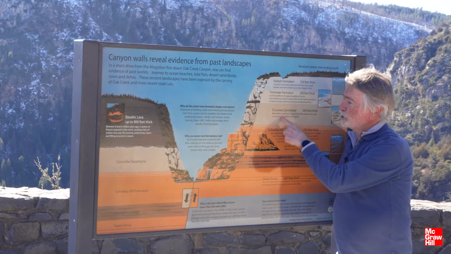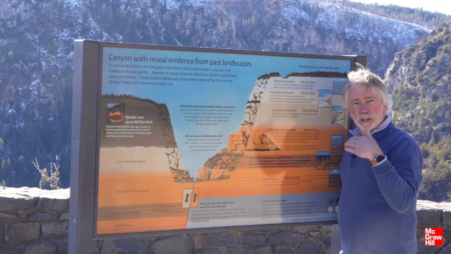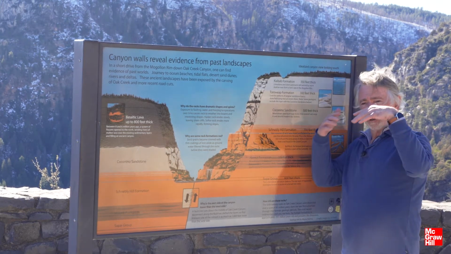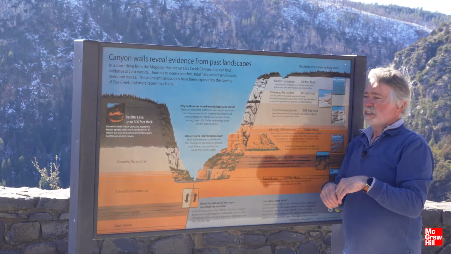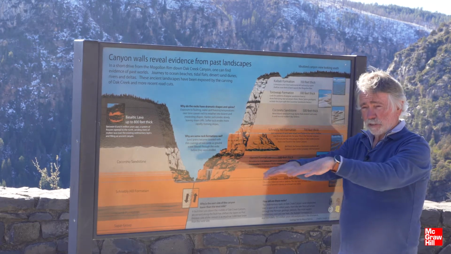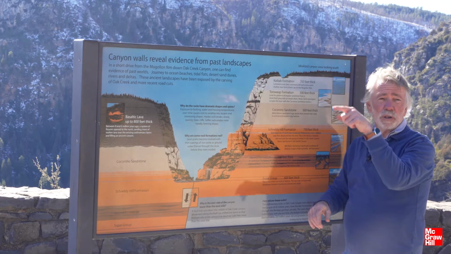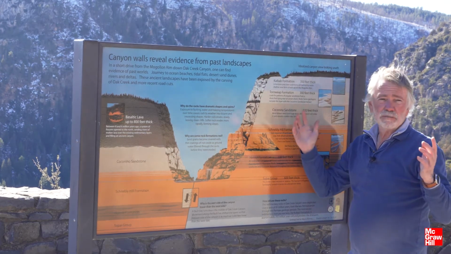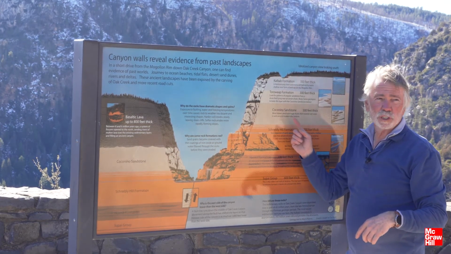The Coconino sandstone, it was deposited by the wind, and it has beautiful large-scale crossbeds. They're inclined off to the southeast, showing you that the wind was blowing in that direction 250-something million years ago when the Coconino was deposited.